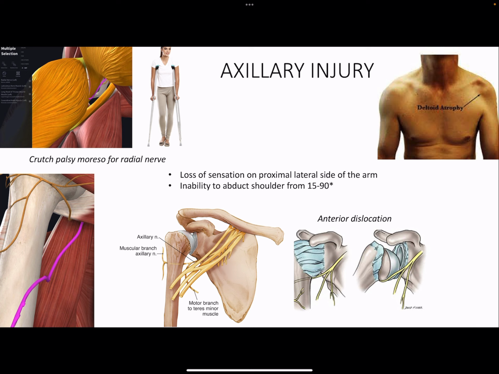Axillary injury. Again, we've been through this. I don't know why I was so obsessed with this, but you have the radial nerve, which comes down here, and we have the axillary nerve, which is up there. They're both in the axilla, but the radial nerve is lower. We have things like the latissimus dorsi here. So this is latissimus dorsi. Inferior to that is the radial nerve. Superior to that is the axillary nerve.